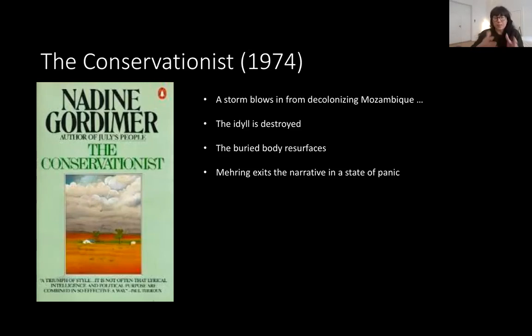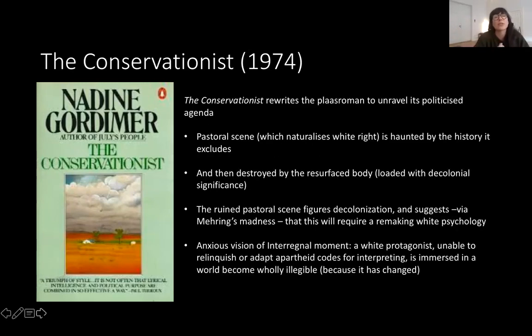After this, not only does the body physically resurface, but Meiring leaves the narrative in a state of total panic, which suggests that just as the farm has been reconfigured by this symbolic process of decolonization, this decolonizing storm, so has Meiring's consciousness. And he leaves in this state of wild panic. Gordimer is actually quite famous for putting her protagonists in these situations towards the end of her texts.